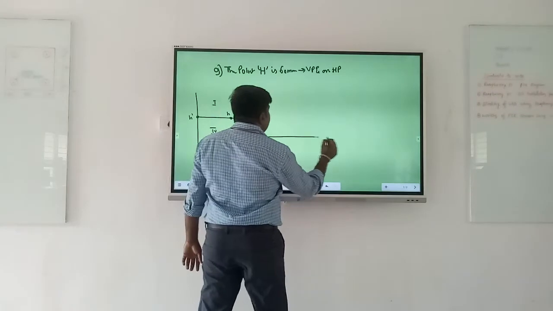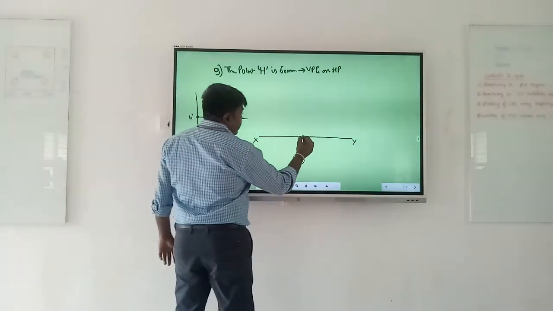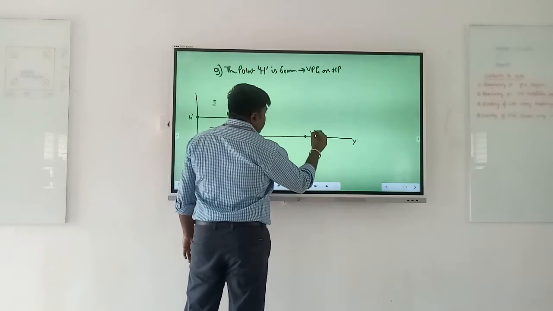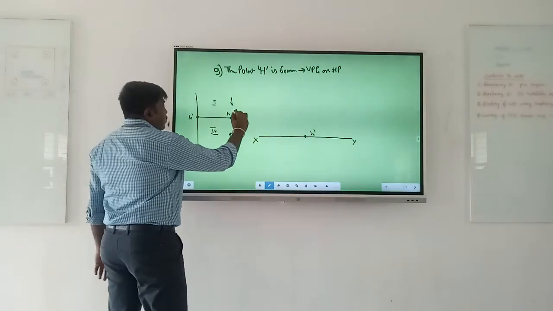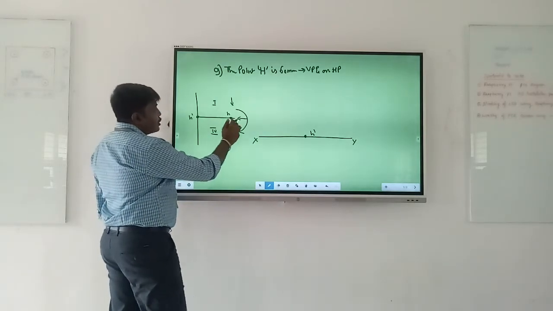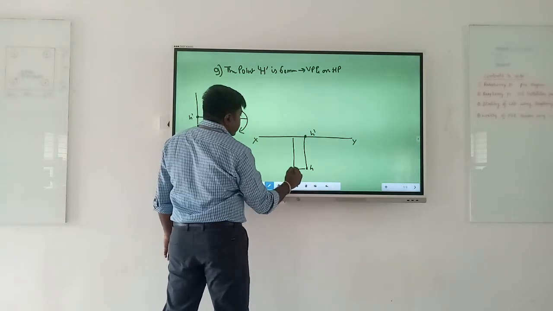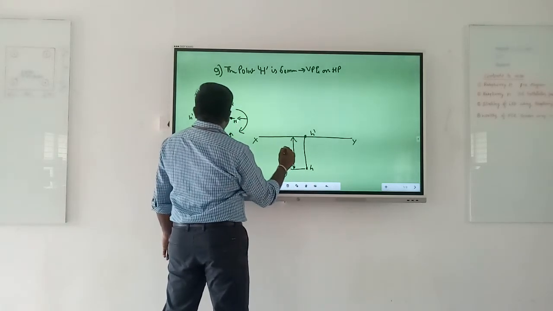Okay. So how to solve? Draw XY line. On the origin I have H dash. Horizontal plane I have to rotate clockwise 90 degree. So when I rotate clockwise 90 degree, H point will come below the line. So here you have your point H, and this distance is how much? 60.